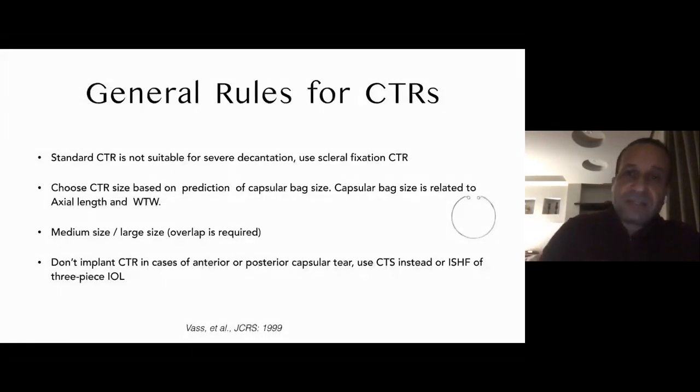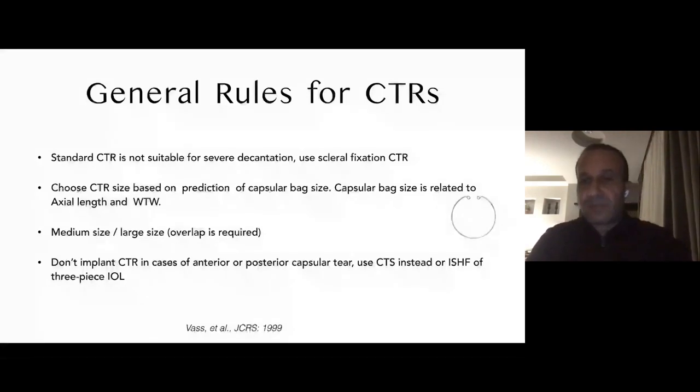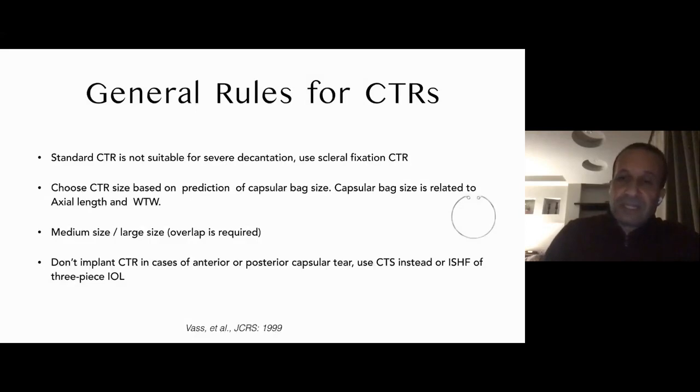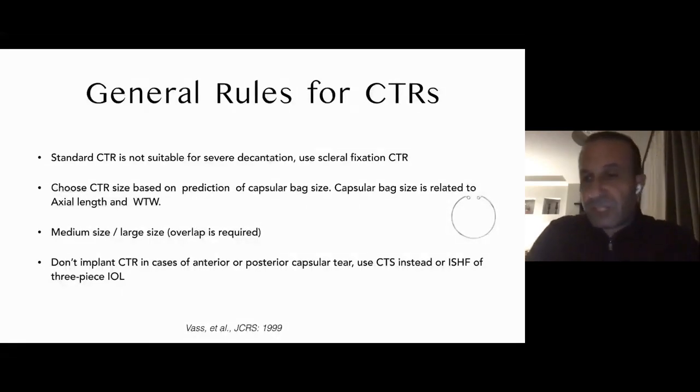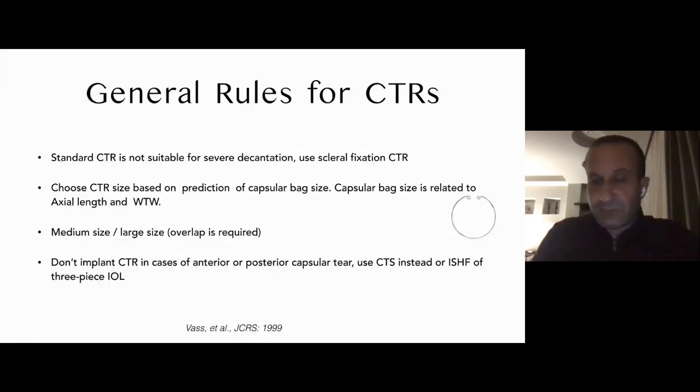Avoid small size rings except in pediatric patients. You should use the medium and large size ring, even if there is overlap of the two eyelets together. It's preferable that these two eyelets overlap within the lens capsule to provide the maximum support. The disadvantage of using a relatively large capsule tension ring is that implantation might be more challenging and more difficult, but it's preferable to use the larger size capsule tension ring in comparison to the smaller size one, because the larger size provides better and maximum support to the lens capsule.